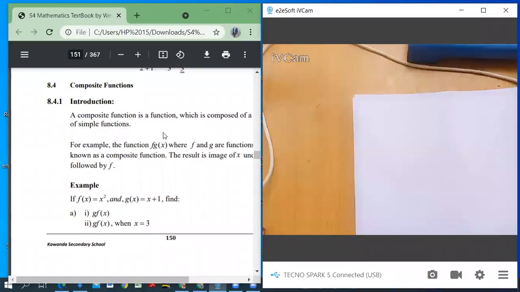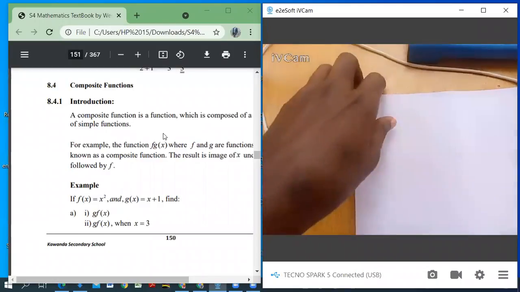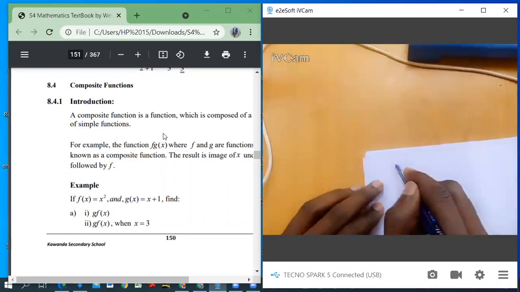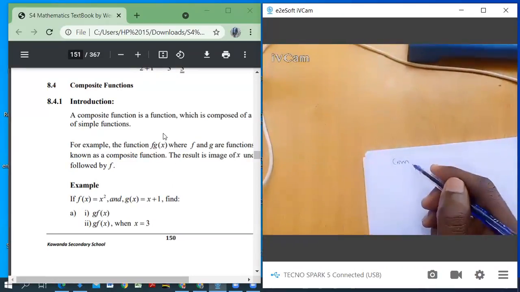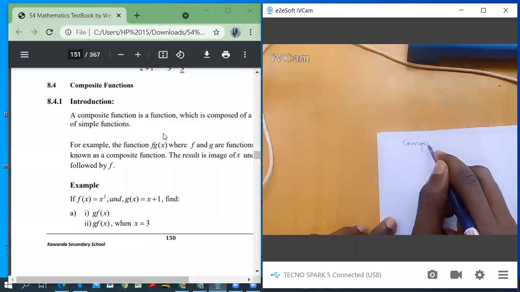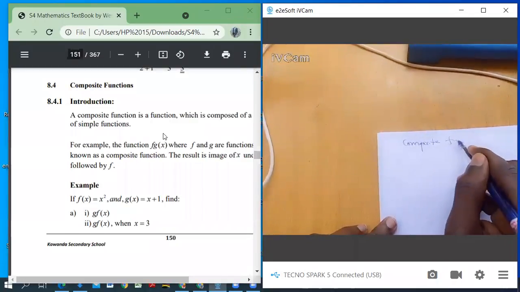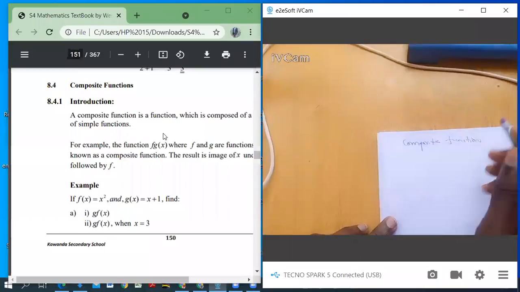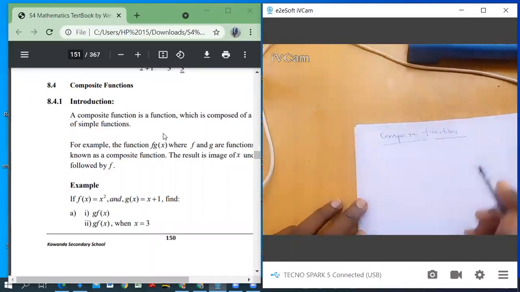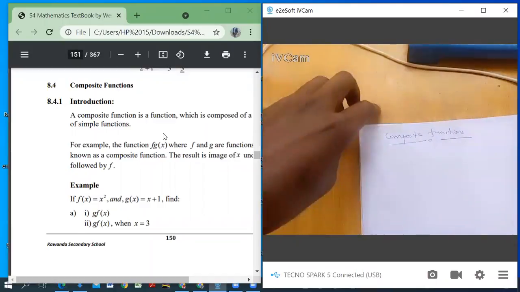So, composite function, our heading for today. Composite functions. I believe what I'm writing on the screen is clear. Composite functions. That's our heading for today.